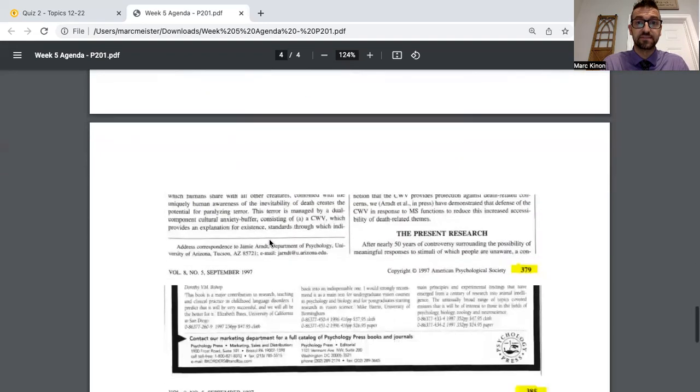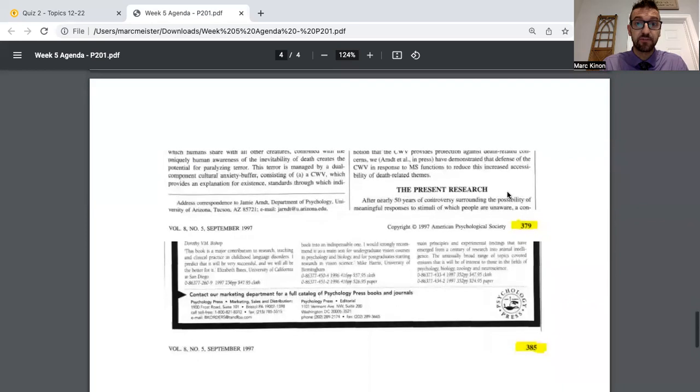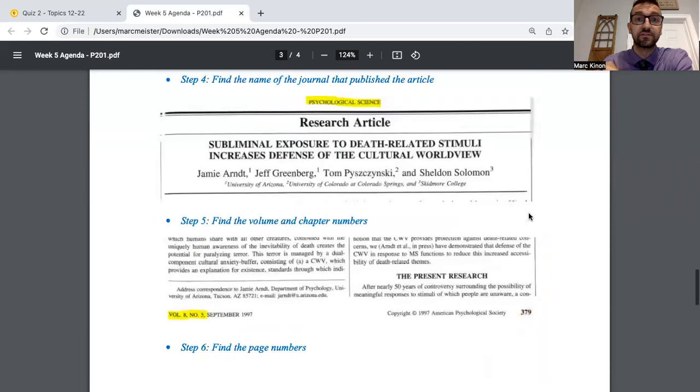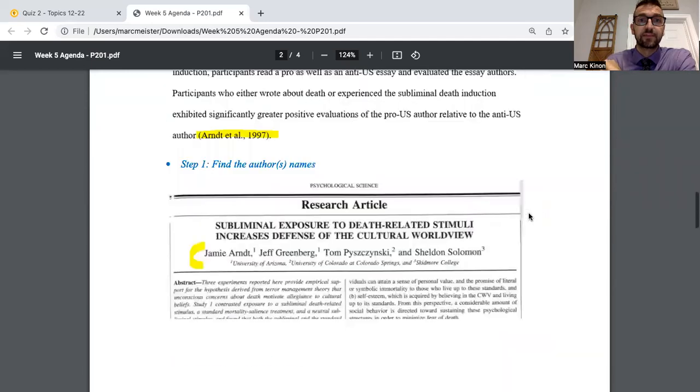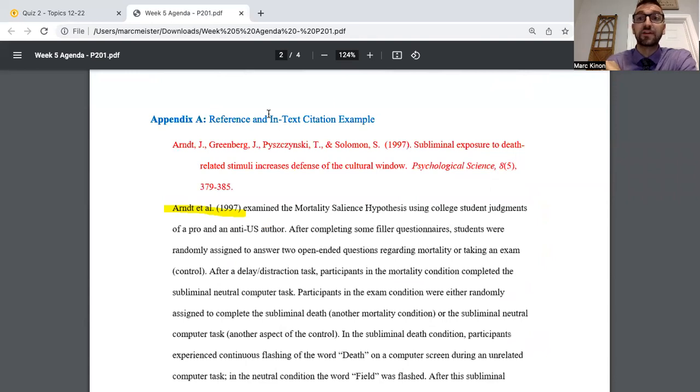So let's see, step 6. In this case, it looks like the page numbers were on the bottom. The first page number is 379. The last one's 385. So there you go. Just follow that process and you'll get your reference for your article summary.